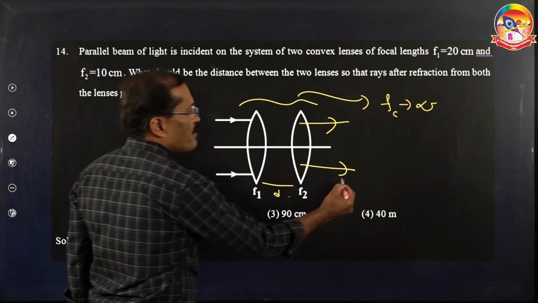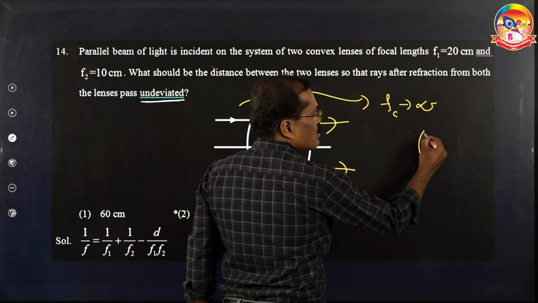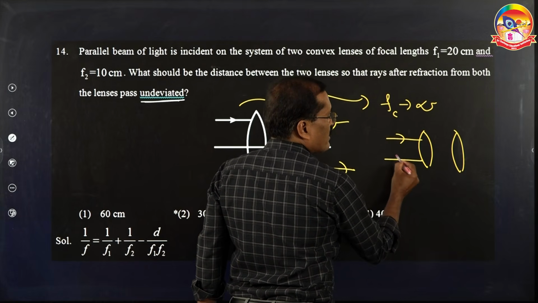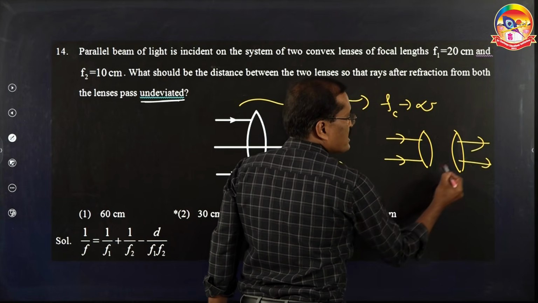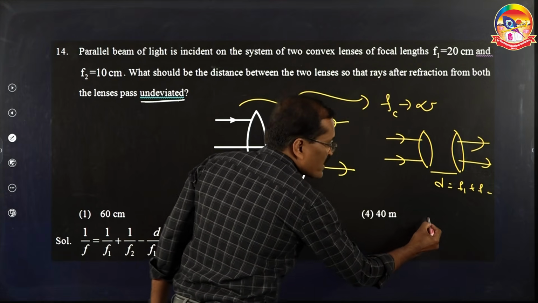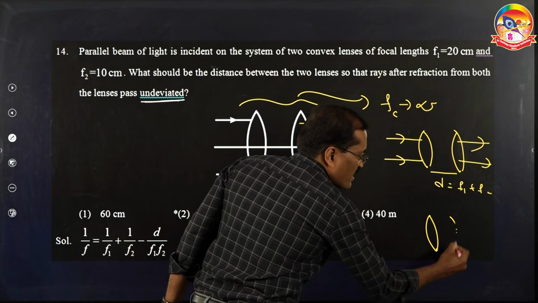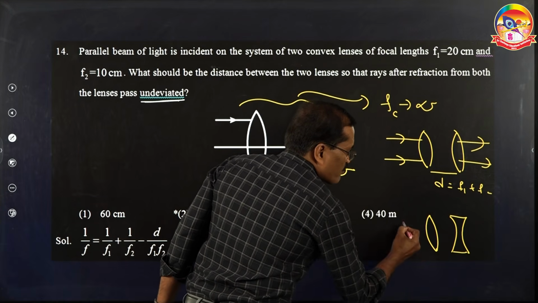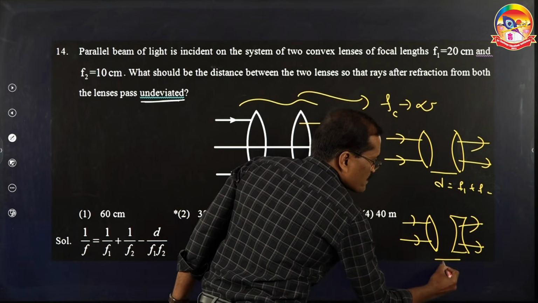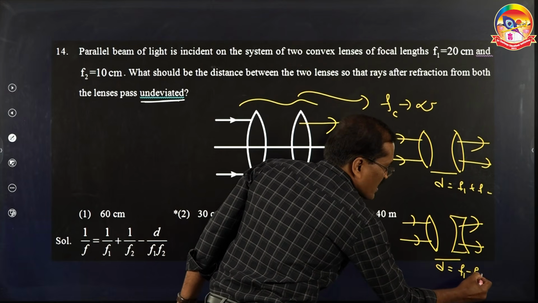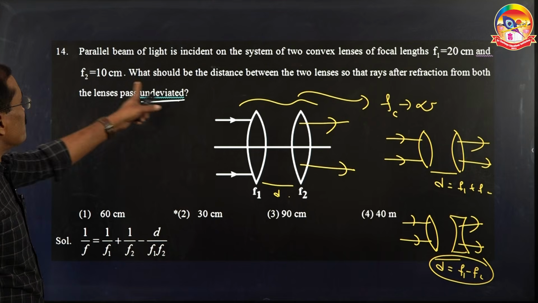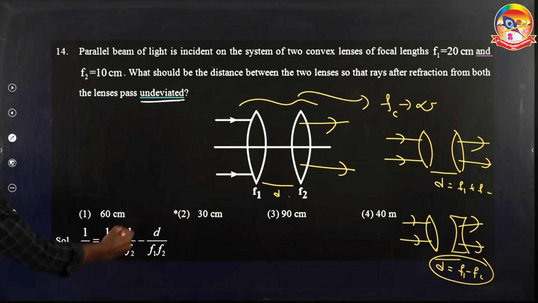For this I will tell you 2 simple formulas. If the 2 convex lenses are placed such that the rays come out parallel, like this, the distance must be f1 plus f2. If one is a convex lens and one is a concave lens, with rays striking here and coming out like this, the distance between them is equal to f1 minus f2. Remember this, you can directly calculate according to our question: f1 plus f2, which is equal to 30 centimeters, because both are convex.